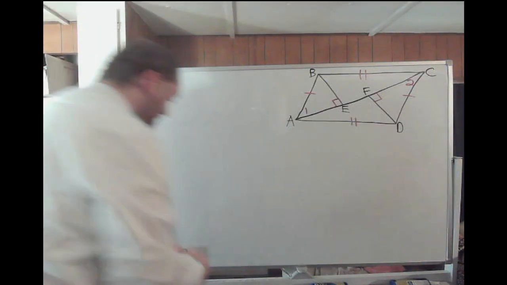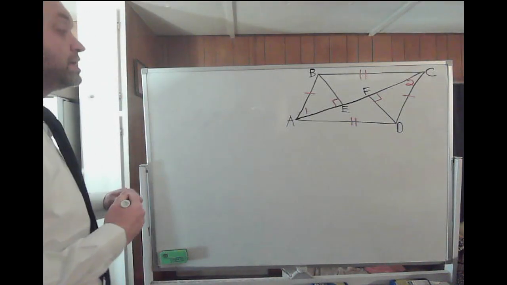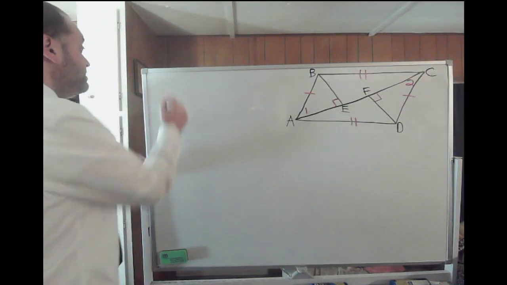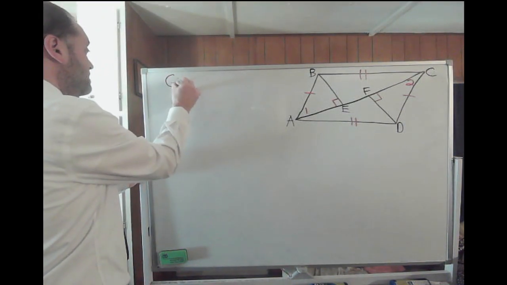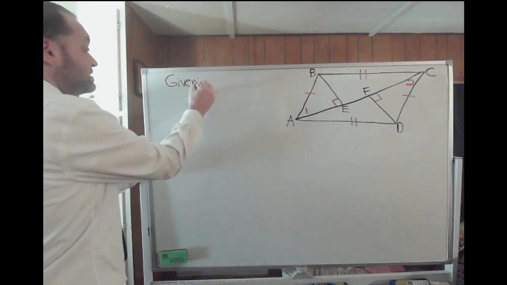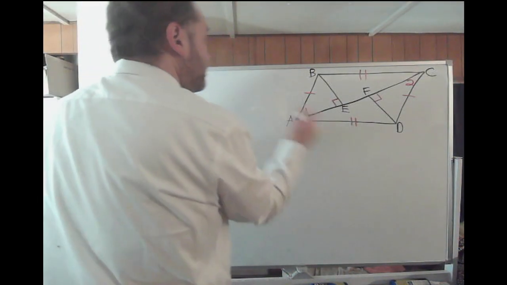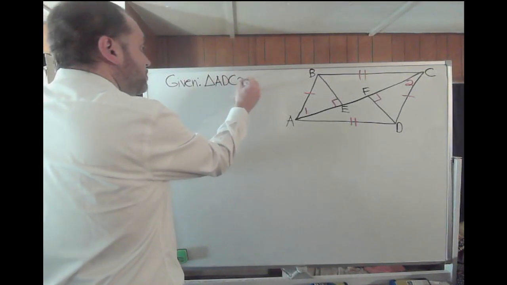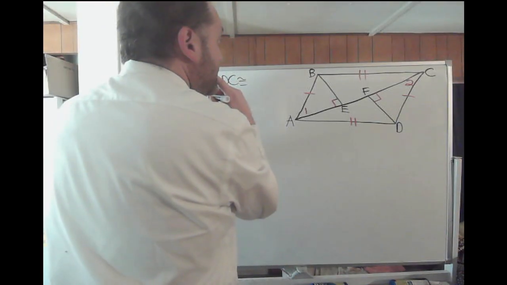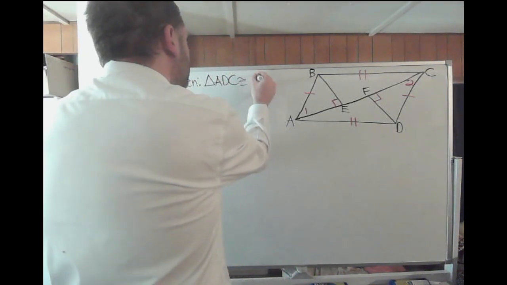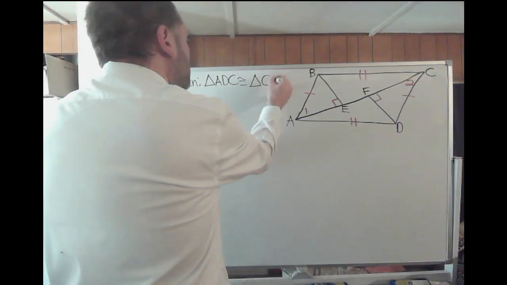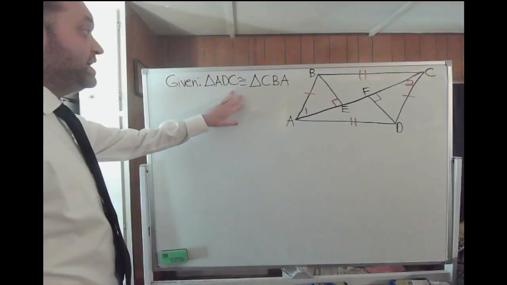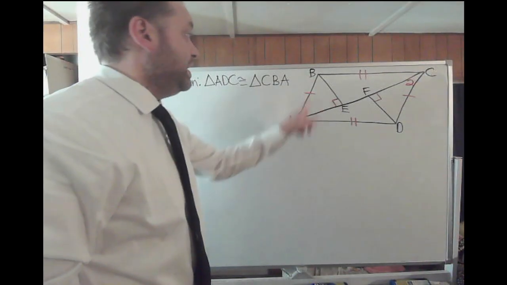Okay, so let's see what we've been given here. We have been given that triangle ADC is congruent to triangle CBA. So we're given that triangle ADC is congruent to triangle CBA.